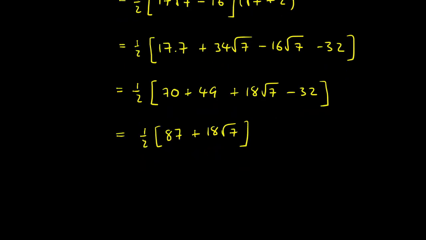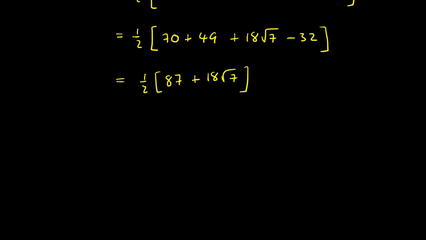Well, that looks okay. And then I can expand out with the half, so it's 87 upon 2 plus 9 root 7. Let me just double check that again with the mark scheme. 87 over 2 plus 9 root 7. Yeah, which is what I got. So that is the correct answer.